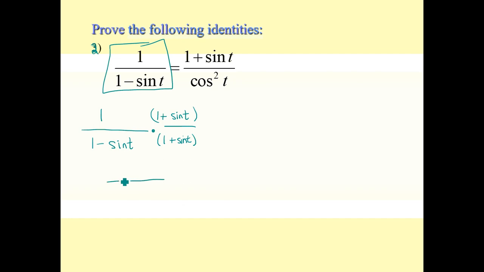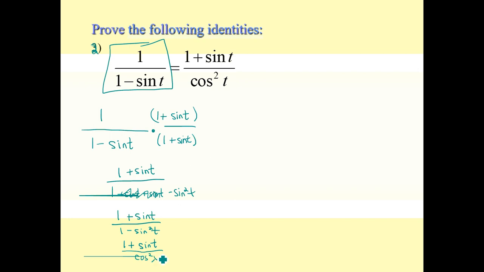So when I do that, I have 1 plus the sine of t over the top of, now again, I might FOIL these two things out here, giving me 1 minus the sine of t plus sine of t minus sine squared of t. So the sine of t's would cancel out. I'd have 1 plus the sine of t over 1 minus the sine squared of t. Now this whole bottom can turn into cosine squared. And that is exactly what we wanted.